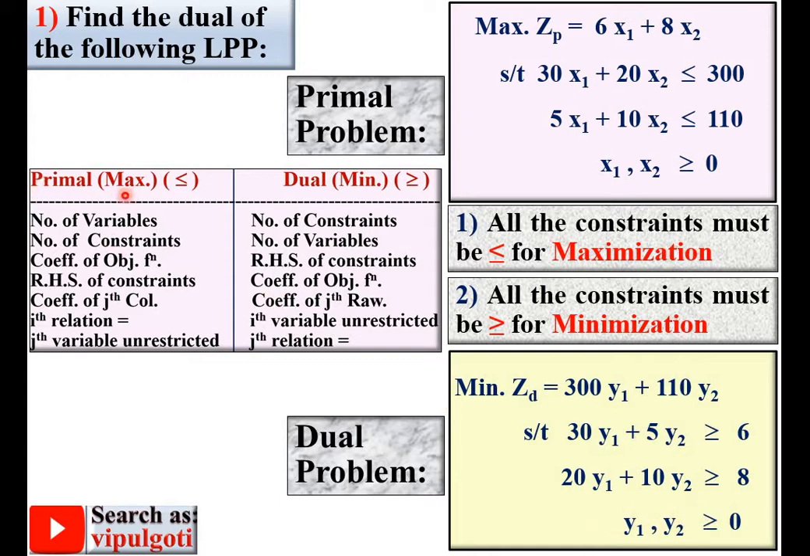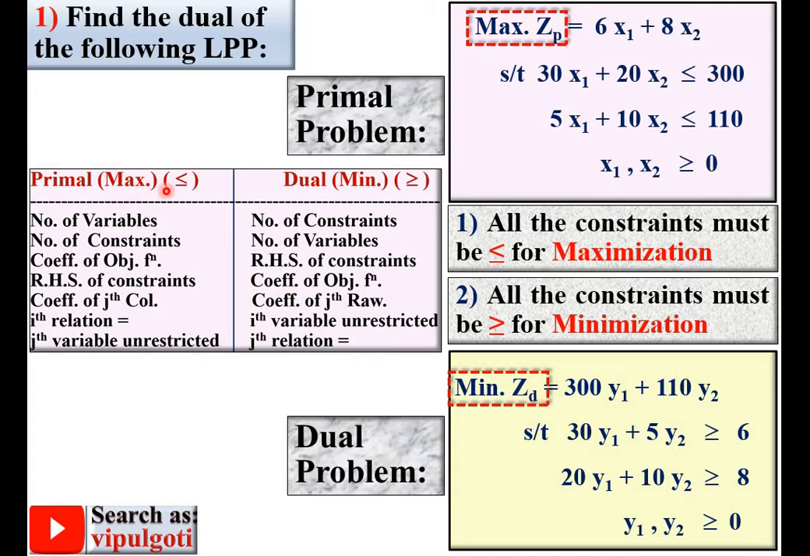Next, also this important point, if the primal problem is maximization type, then your dual problem must be minimization type. And so that is why I have written that particular symbol here, ZP, which is the symbol for the primal problem, and here ZD, which is the symbol for the dual problem.